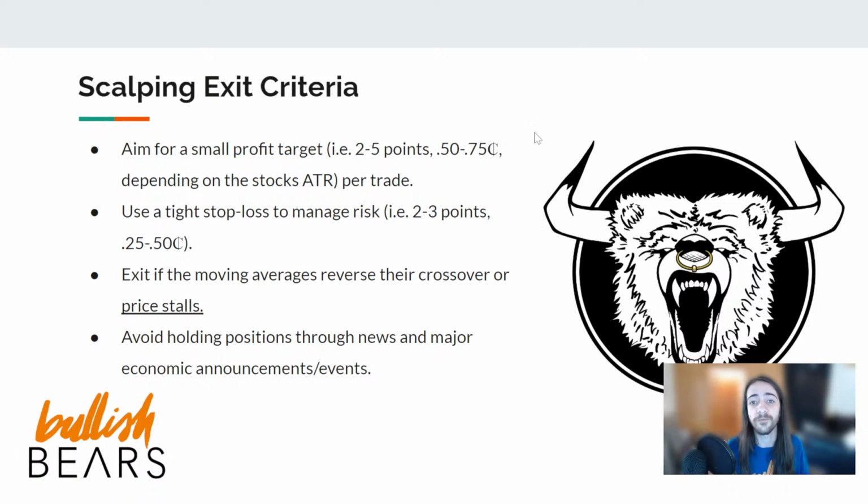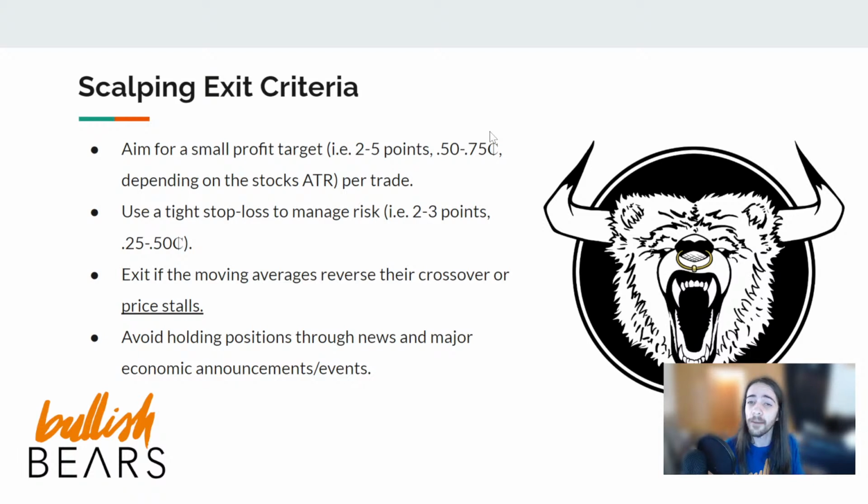Whereas if we were trading stock options, and we're looking at a stock like, say, Apple, which moves about $1, $2, maybe $3, has an ATR of $3, we might look for a scalp of 50 to 75 cents. Again, it depends on the stock's ATR, average true range.